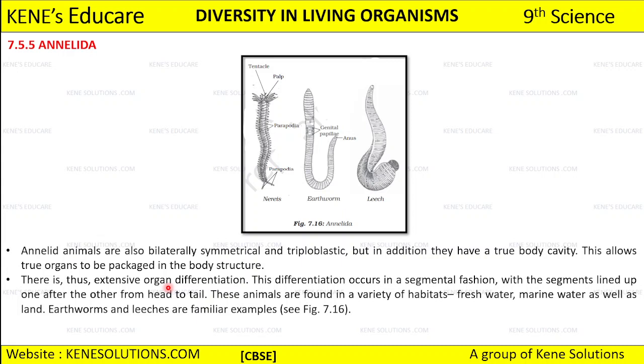It occurs in a segmental fashion where the segments are lined up one after the other from head to tail. Can you see the segments on their body? There are small segments which can be seen from the head to the tail part. These animals are found in a variety of habitats, like fresh water, marine water, as well as on land. Earthworms and leeches are some of the familiar examples of Annelida.